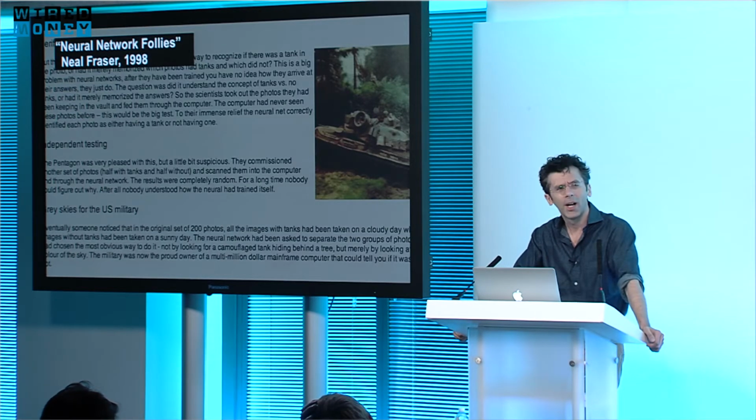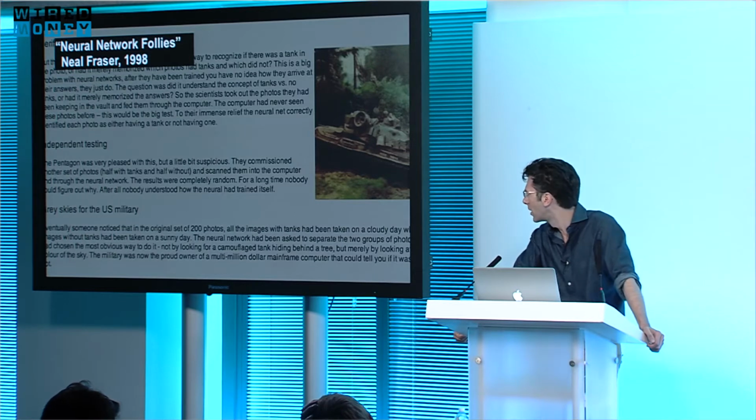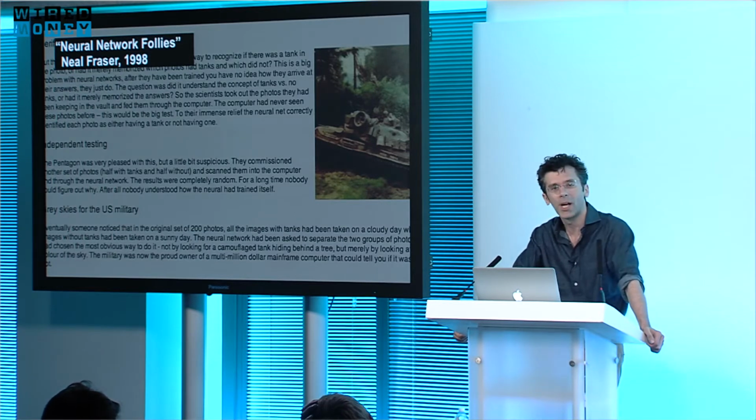And it was performing so well against the photos that they had trained it with, they went back and had a human look at them and see what was going on. And what was going on is that all the photos with the tanks in them were on a sunny day, and all the photos without the tanks in them were on a cloudy day, right? And that, it turns out, is what they had trained the neural network to do, is to tell the weather.